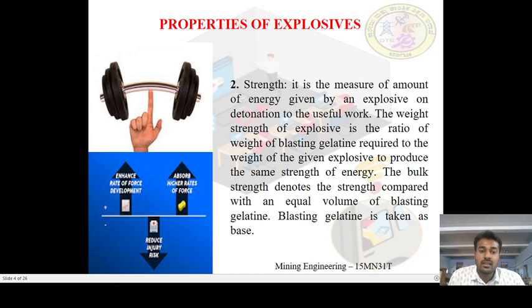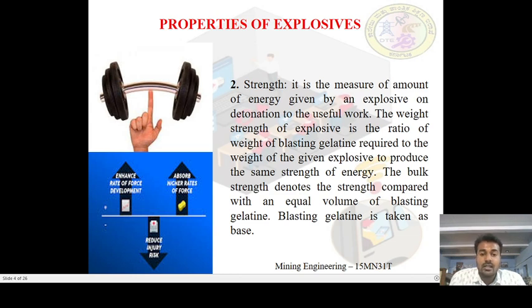The next, the strength of an explosive. Strength of an explosive is somewhat related to the velocity of detonation of an explosive. Here, the velocity of detonation could be divided into two types. One, if the velocity of detonation is less than the velocity of sound, then it becomes subsonic. If the velocity of detonation is more than the sound, it becomes supersonic.